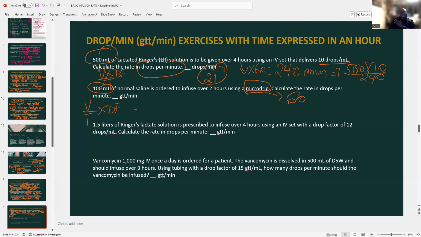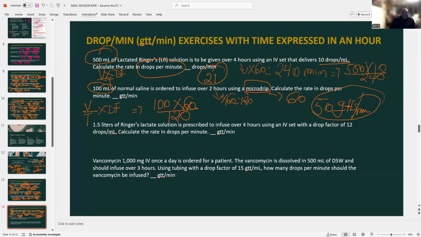So now you will have volume, which is 100. We're going to bring this time to minutes, times 60. You got 120 minutes. So 100 times 60, that's your drop factor for the Macrodrip set, divided by 120 minutes. So 100 times 60 is 6,000 divided by 120. You got 50 drops per minute.